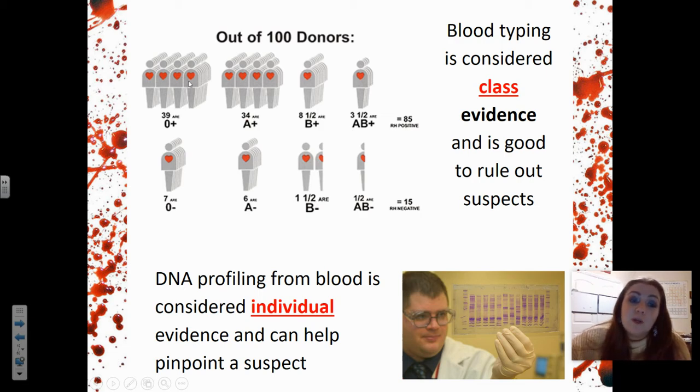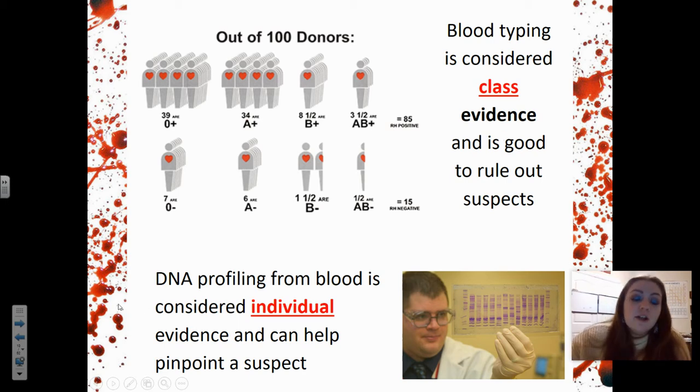Now, if the suspect was O positive, that's a much bigger pool of people. That's 39% of the US population. So almost 40% of our population is O positive. So that'd be narrowing us down not as much, almost half. So obviously these would be more helpful. But anytime you are doing blood typing, it's not going to single out one person. It's just going to rule out suspects and add to the case.